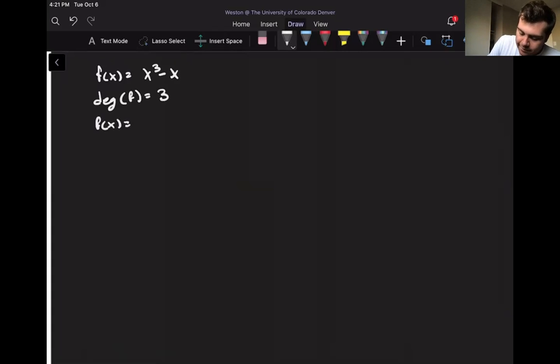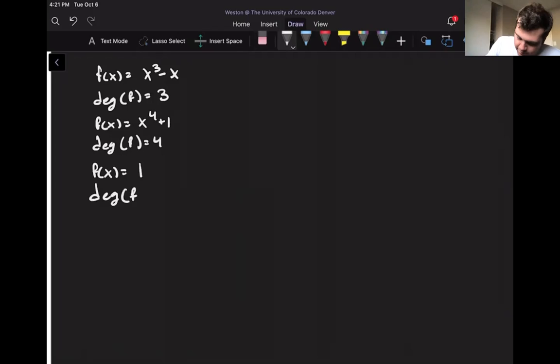F of x equals x to the fourth plus 1, the degree of f is 4. If f of x equals a, or let's just call that a number, so if it equals some number that's not 0, then the degree of f is 0. Lastly, if f of x equals 0, our textbook decides to leave this undefined.